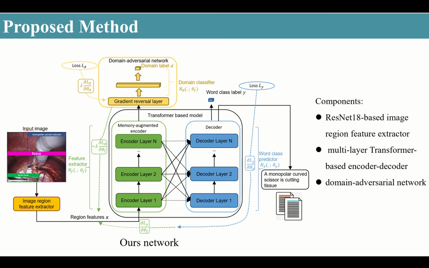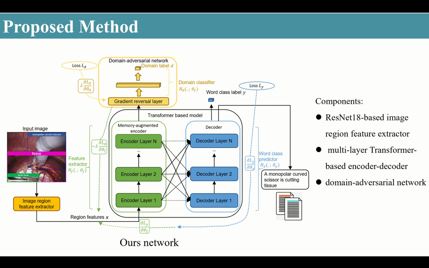Now we will introduce the network in our work. The whole network consists of an image region feature extractor, the transformer-based multi-layer encoder-decoder, and a gradient reversal domain classifier network. We choose the lightweight feature extraction model ResNet 18 to extract the region features in the input image. The domain adversarial network, which consists of a gradient reversal layer and a domain classifier, is connected with the last encoding layer to distinguish whether the sample is from the source domain or the target domain.